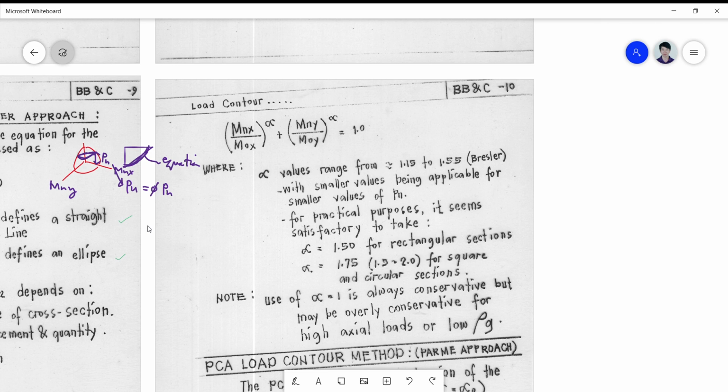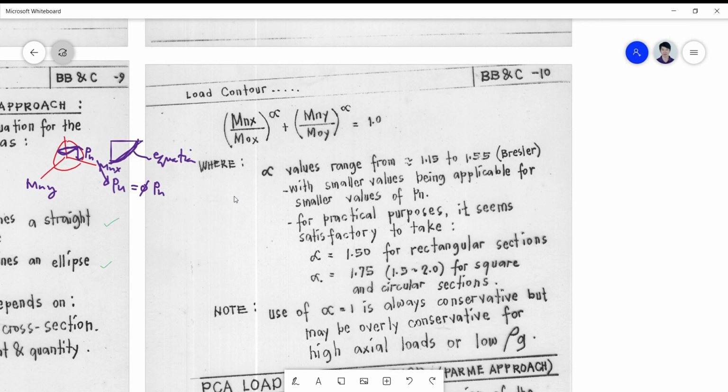So might as well learn what you are doing rather than use the computer to give you the results and then bahala na. So it doesn't work that way, no? If you want to really enjoy your job as a structural engineer.